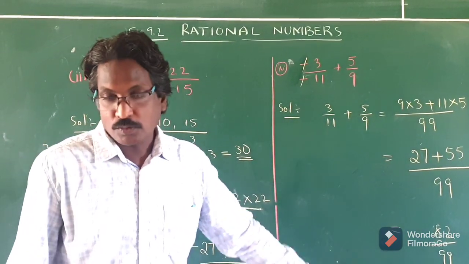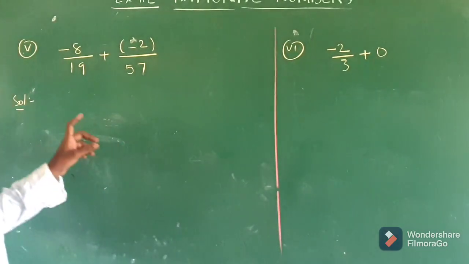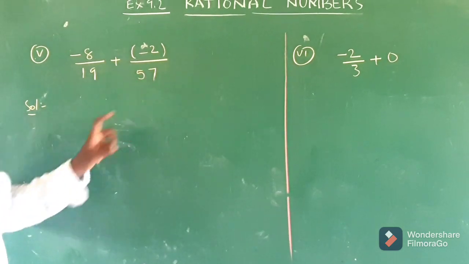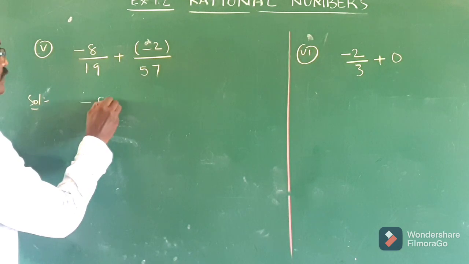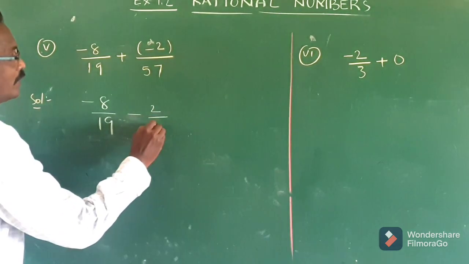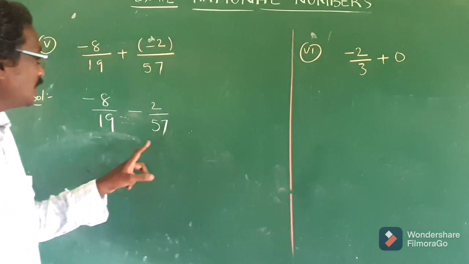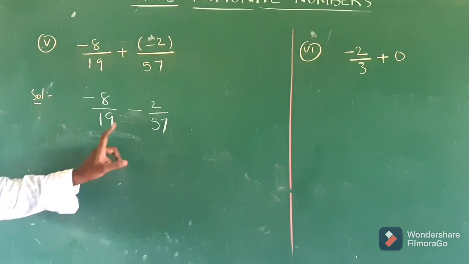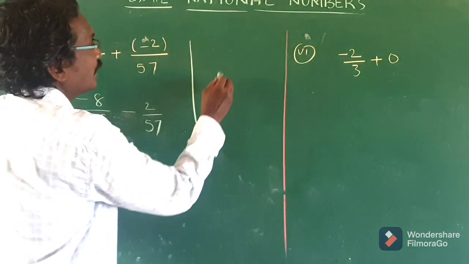Okay. So now in the same way, next question. Next, fifth question. Minus 8 by 19 plus minus 2 by 57. So first here plus into minus, minus. Minus 8 by 19 minus 2 by 57. Okay. Next, see here, 19 and 57. These two numbers are possible in one table. So find the LCM. Here I am writing LCM.